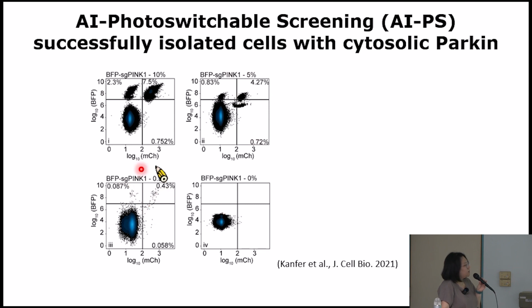And also, even when you only mix in a fairly small population of the cells with translocation defects, the AI can still catch them. So the authors decided that, okay, using this AI photo switchable screening method, they could potentially use this in actual screens to identify new and interesting factors for the translocation of different proteins.